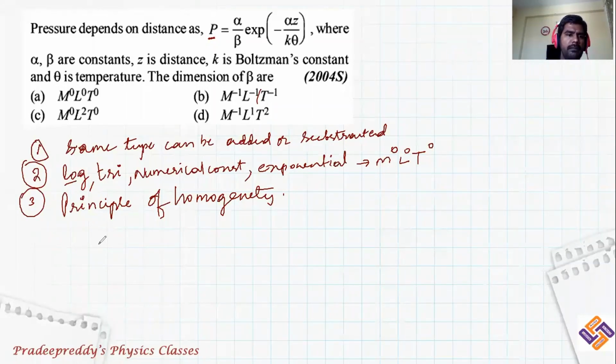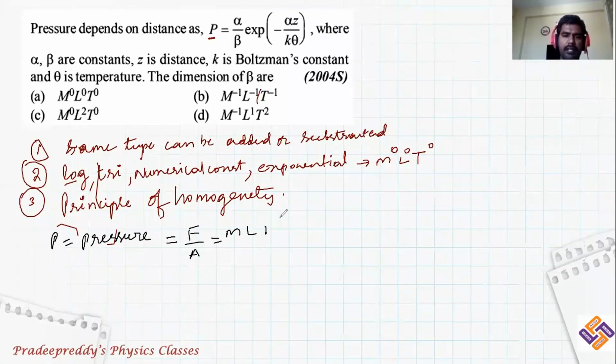It is being given P is equal to pressure. And what is the dimension of pressure? Pressure is equal to force by area. Force is mass into acceleration, acceleration is L T power minus 2. Area dimension is L square. L and L get cancelled. This is M L power minus 1 T power minus 2. That is the dimension for pressure.